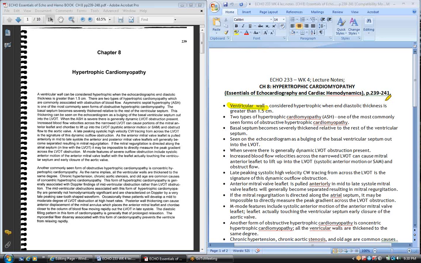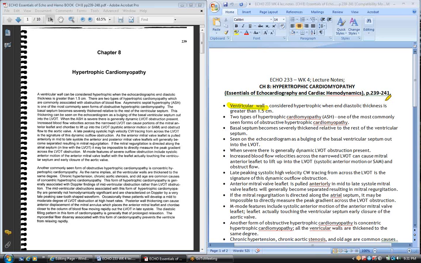There's two types of hypertrophic cardiomyopathy. ASH is an acronym that you'll hear referred to quite often. That's asymmetric septal hypertrophy. It's one of the most common forms of obstructive hypertrophic cardiomyopathy. It's where your basal septum becomes extremely thickened relative to the rest of the ventricular septum. It's seen on the echo as a bulging of the basal ventricular septum out into the LVOT. The LVOT is your aortic outflow tract. When severe enough, there's generally dynamic LVOT obstruction present.